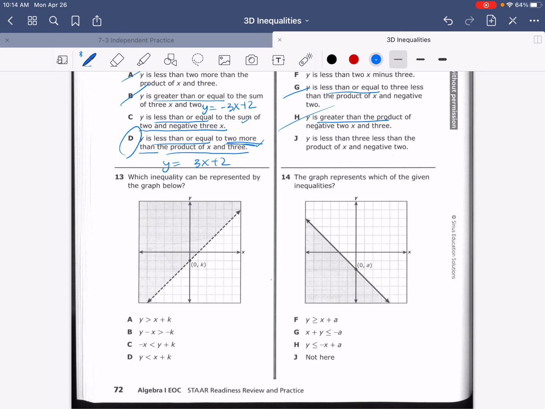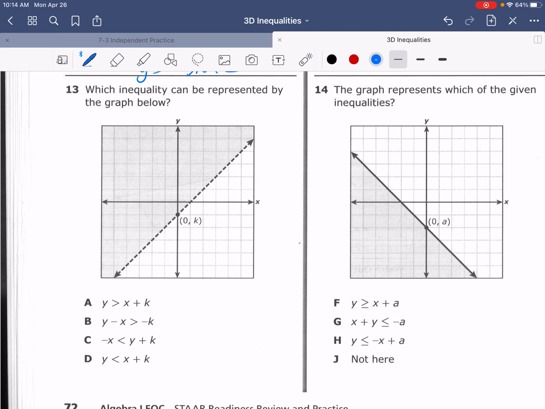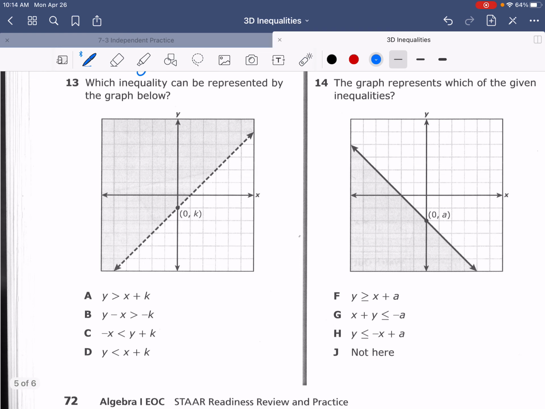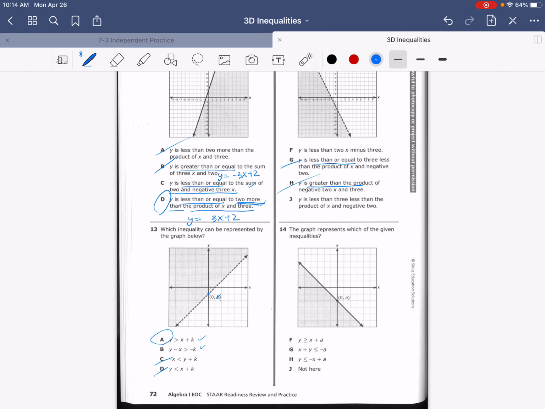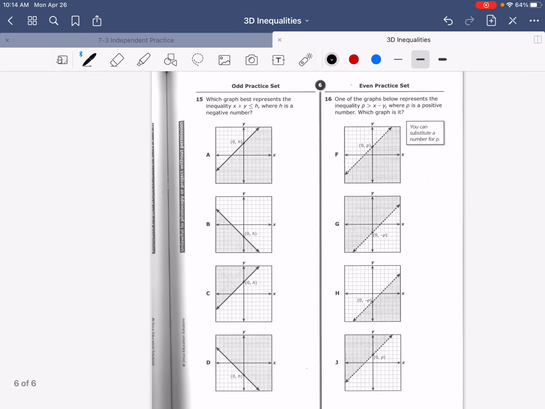Which one can represent this one? It's shaded upwards, so yep, it should be the greater side. This one cannot be the answer. This one can be the answer, but let me get rid of it. Now here, K. This point is positive K, isn't it? So you should have positive K. So the answer should be A. Question number 13 is very tricky. You're not going to see this, so you don't really have to do these two parts. This one is the last question.